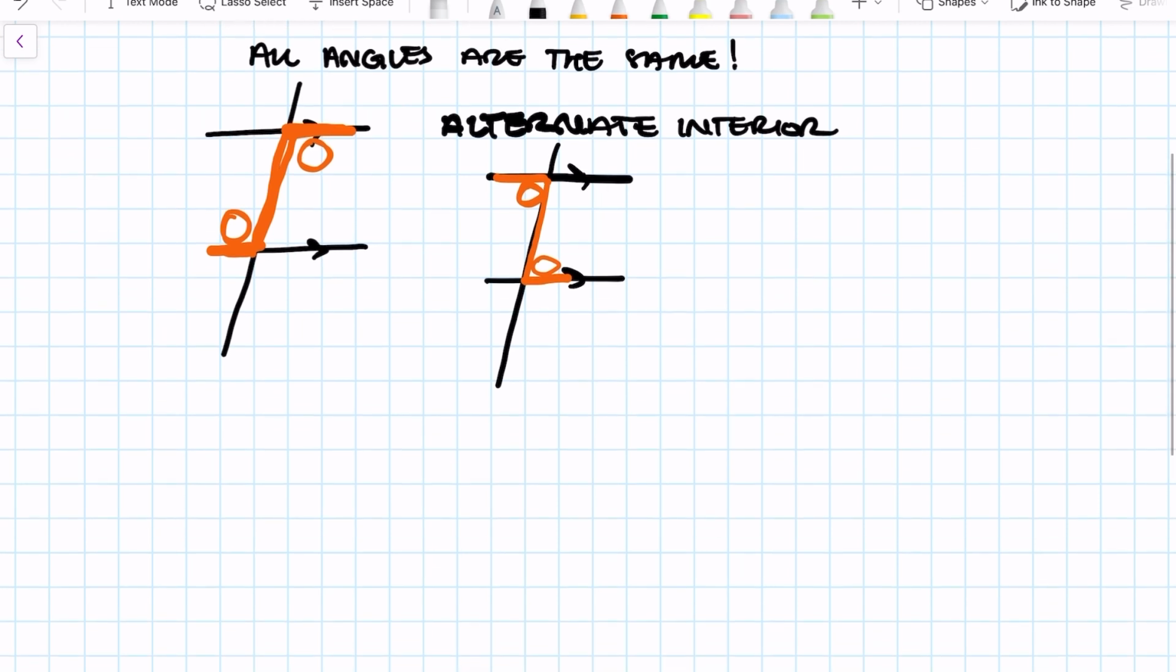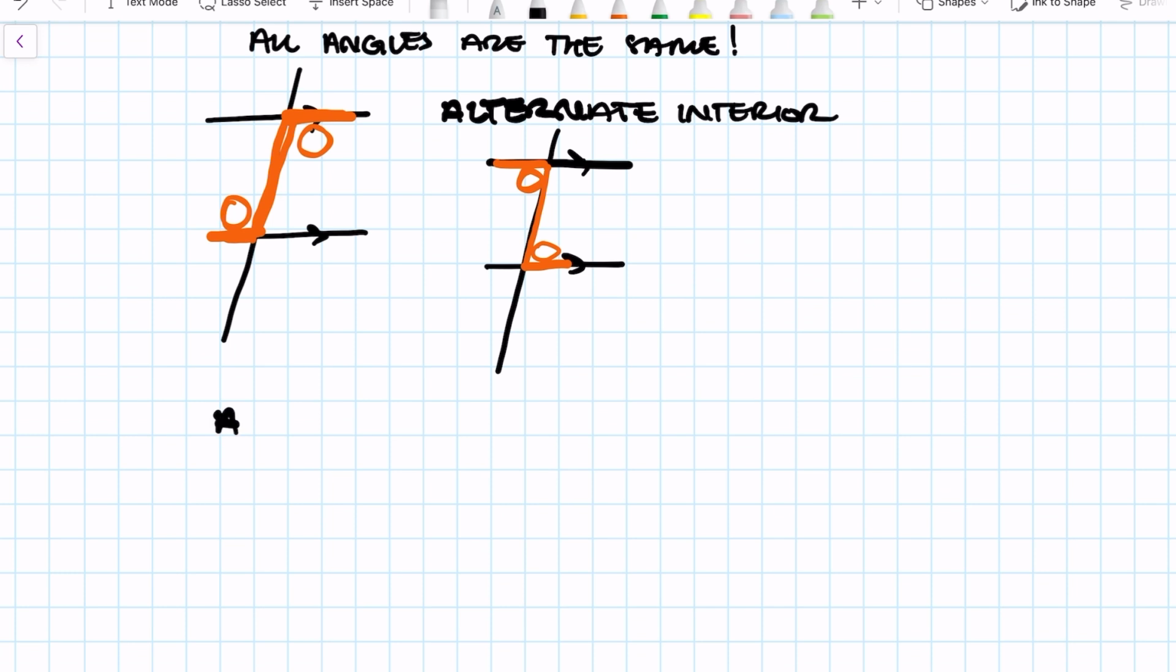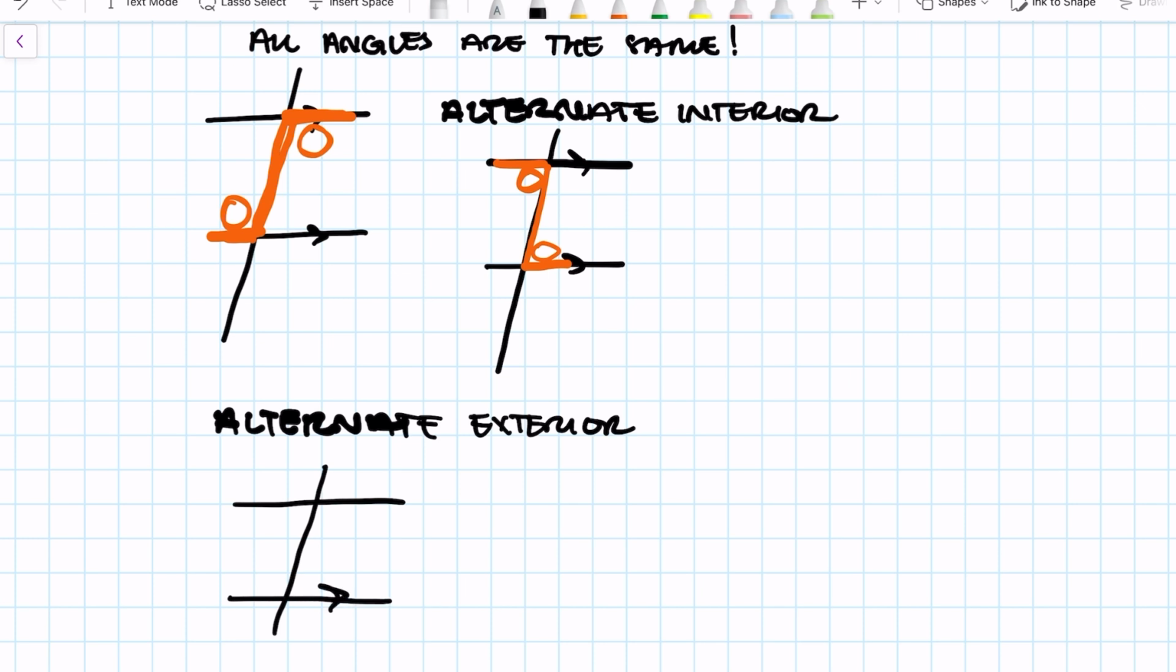Now, we're going to cover the second one, which is alternate exterior. Please excuse that. I'm just going to keep writing here. All right, so same thing. We have the 2 parallel lines. We have the transverse going across it. I'm going to identify that these are parallel. Now, the rule is very similar. You start by identifying what the transverse is and identify the 2 parallels.